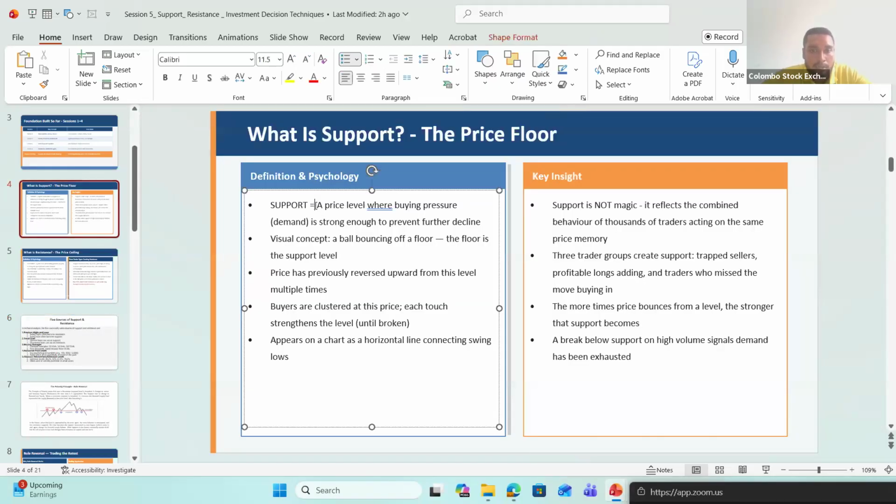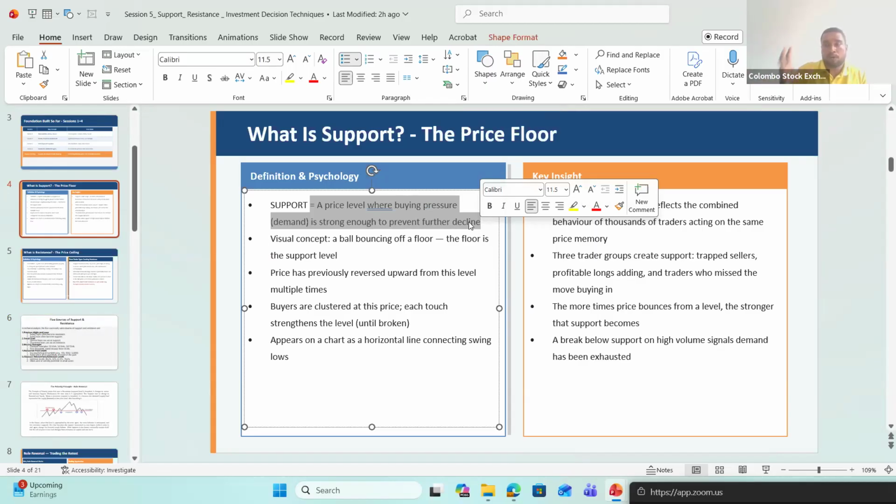So let's look at what a support is. Support means a price level where buying pressure is strong enough to prevent further decline. Just think of a ball: when you drop it, it goes down to the floor and bounces back. So the floor is the support, because the floor prevents the ball going down further. Same as that, when the price is declining and approaches a support level, the support level provides some support and the price bounces back up. So that is a support level, right?